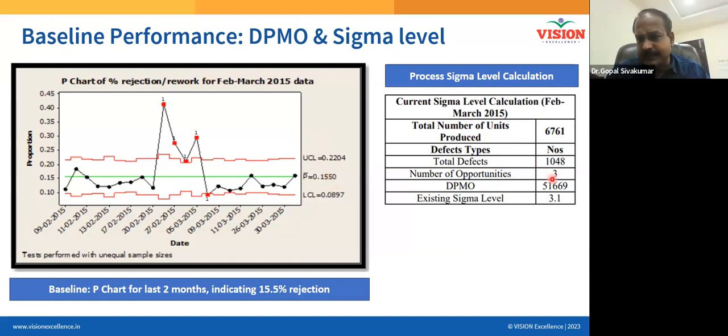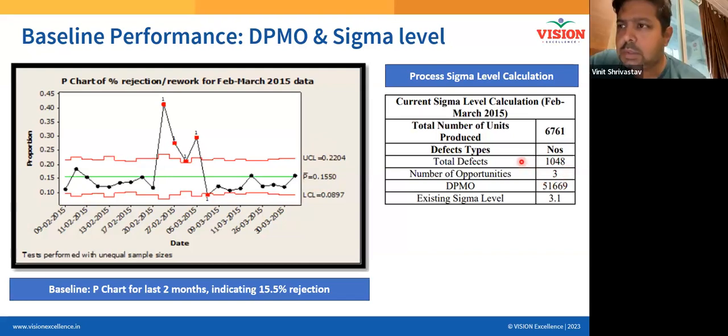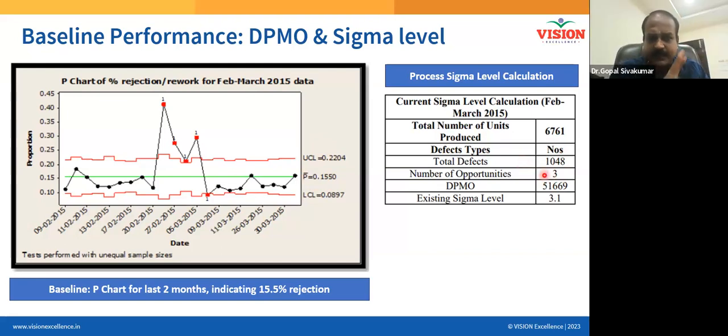The same thing expressed in terms of DPMO. Hope all of you by now know how to convert it, right? Yes. The number of opportunities, the number of pieces inspected. Since there are 3 defects they are interested in, number of opportunities is 3. They have inspected 6,761 pieces and identified 1,048 defects. Now you have the calculation. You can calculate, and sigma level is found to be 3.1 and DPMO is found to be 51,000. This is called baseline performance.